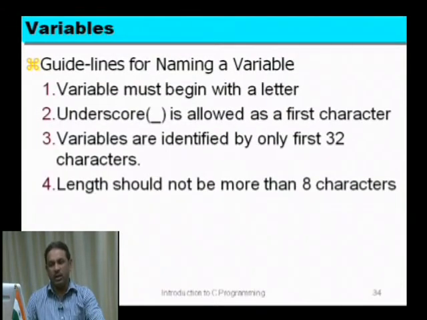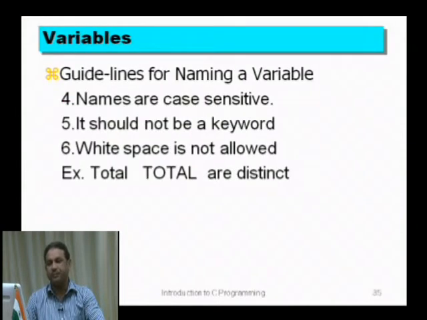A variable name must begin with a letter. An underscore is allowed as the first character; you can even use an underscore name, and that is also allowed. Variables are identified only by the first 32 characters, but it is better to use not more than 8 characters. Variable names are case sensitive, you should not use a keyword as a variable, and white spaces are not allowed. These are the guidelines you should remember for naming a variable. They are very important for declaring variables.